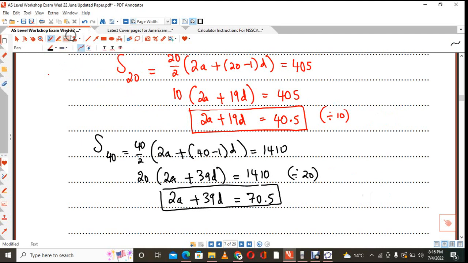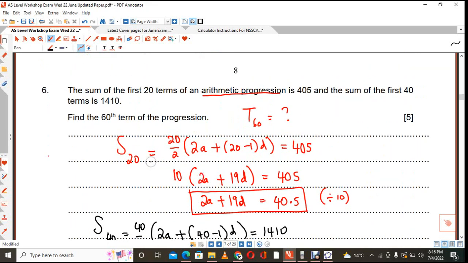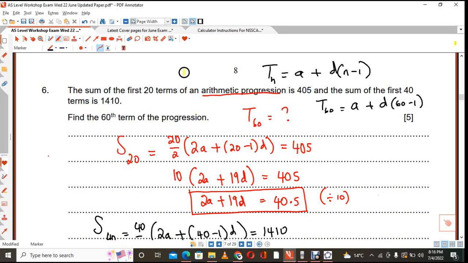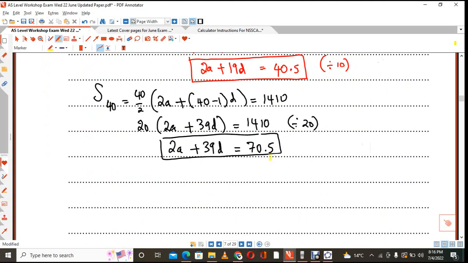Now, the only thing that you need to do from this point onward is find your values of A and D. Why is that important? Because in order for you to find the 60th term, you need to know this formula here, that is n minus 1. So you'll have to say the 60th term will be whatever A is plus whatever D is times 60 minus 1. You see that? In order for us to find the 60th term, we need to know the values of A and D. Hence, we are creating those two equations, solving them simultaneously, and then substituting in that correct formula.